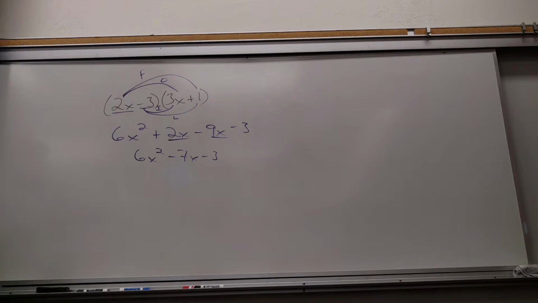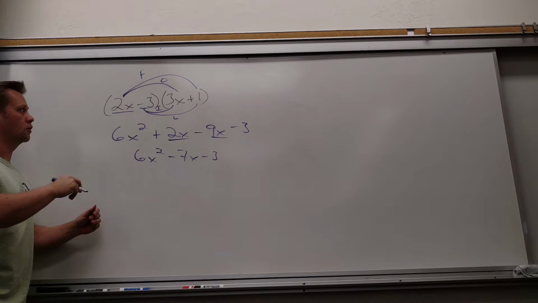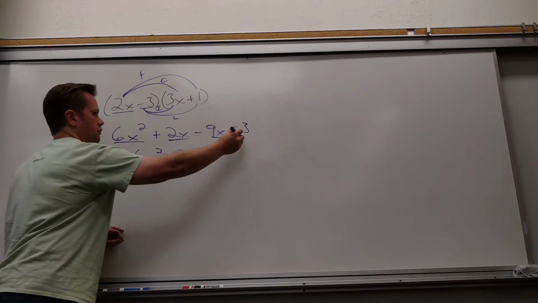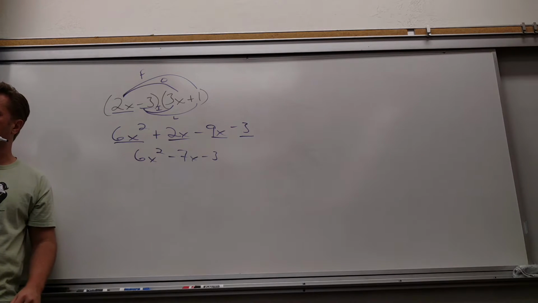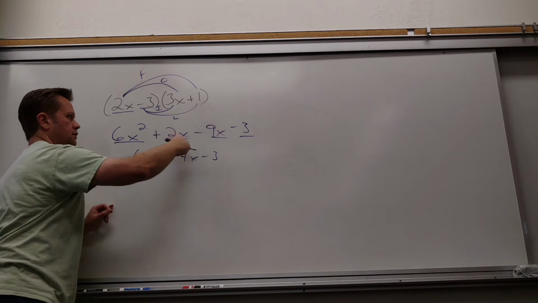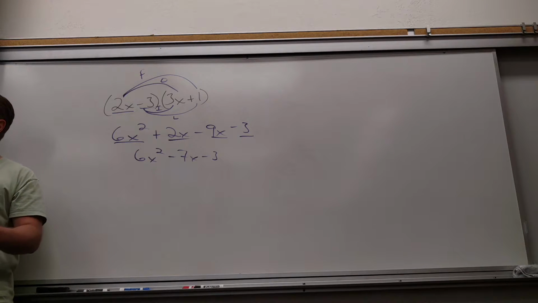Why do we have 2x? Can we do 2x times 3x, and negative 3 times 1? We did. There's 2x times 3x. There's negative 3 times 1. But you can't only do that, because then you're missing these guys. And then you're completely wrong.